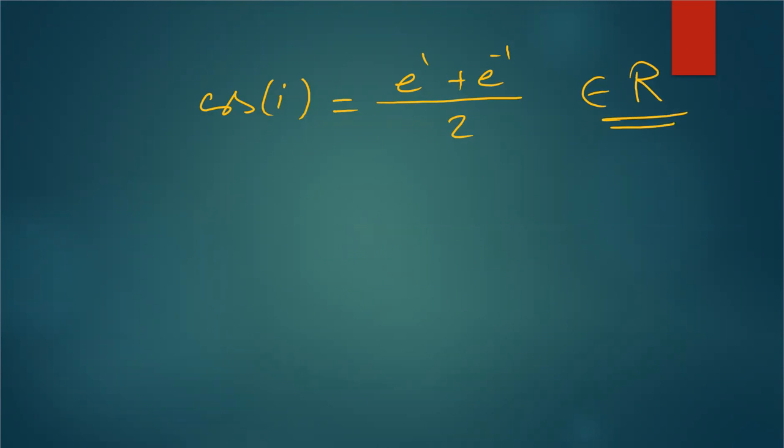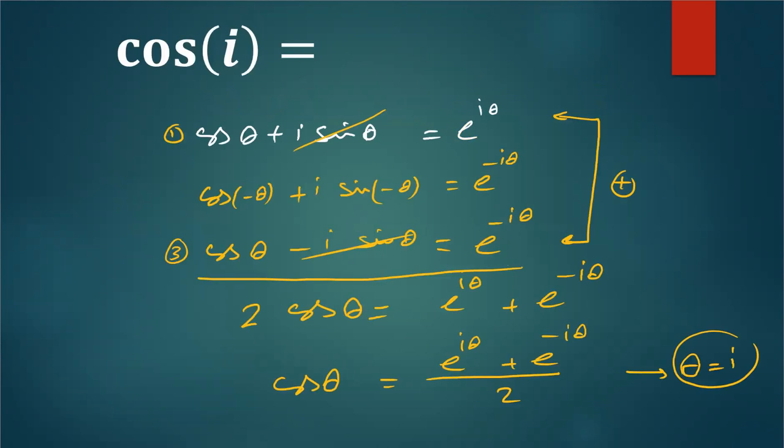In a similar way, we can prove the sine and also the tan. Sine can be obtained by subtracting 1 and 3. I will leave that for you. And the tan can be obtained by finally dividing the value of sine by the value of cosine.